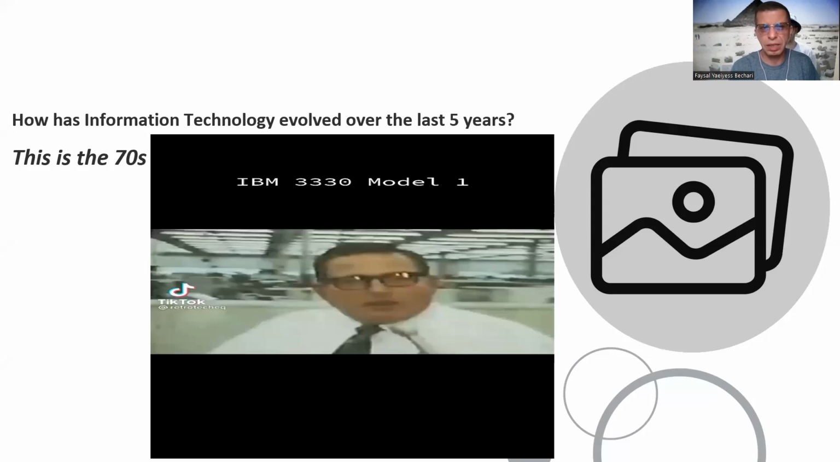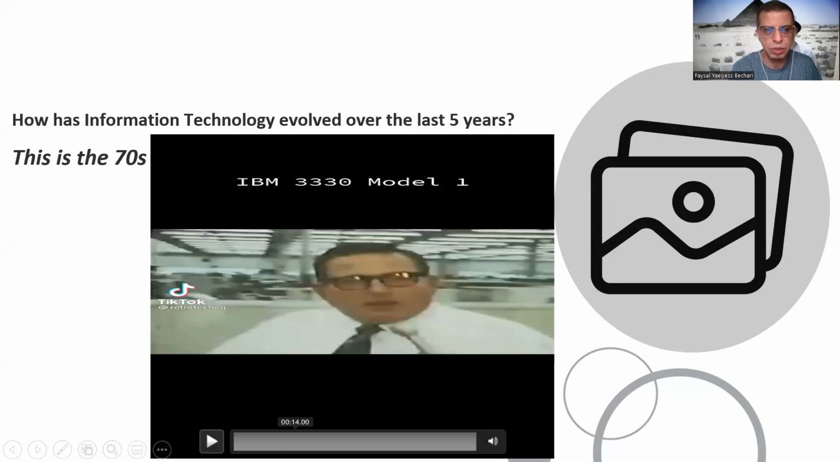But before we do that, let's take a look at what was in the 70s and why we need a strategy now because of all this data and information. So let's look at this one quickly.